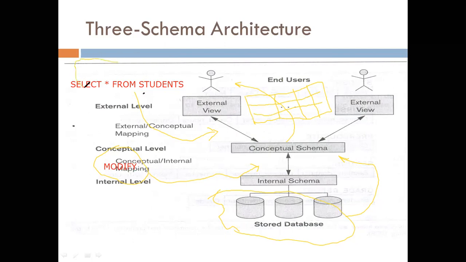So from the user's command, we will get the table structure as the output, and all the mappings and changing of the command will be taken care of by those two inner layers. This is how the three schema architecture, or a general DBMS software, works. As a user, we will just work with commands like this, and our result will be a table. Clear?